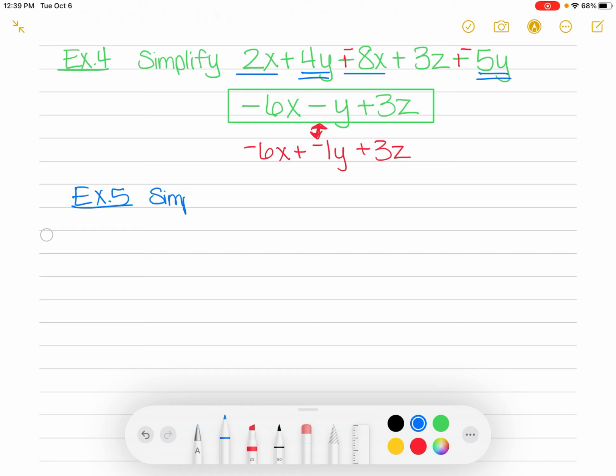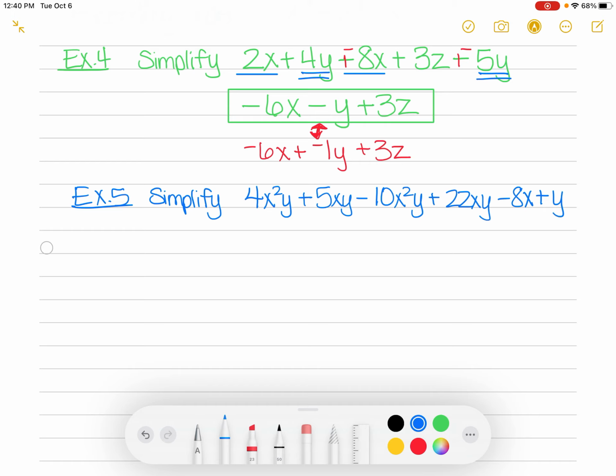Okay, so this one's a little bit harder. Simplify. Okay, we have 4x squared y plus 5xy minus 10x squared y plus 22xy minus 8x plus y. Okay, if you think you can do it, go ahead and hit pause and try it. But I'm going to go through this with y'all. You don't have to. If you got the one above it wrong, you might need to listen to this one. Okay, remember, variables and exponents have to be exactly the same. So this one has another one that is exactly the same. Look at the last part, that x squared y.